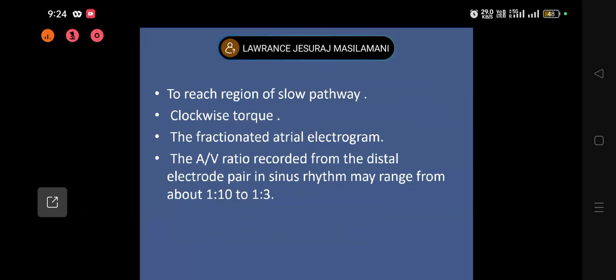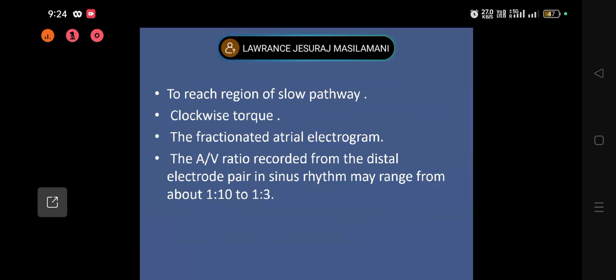Your atrial electrogram at the slow pathway is usually fractionated. You don't record any sharp signals at the atrial side. If you see a sharp electrogram in the atrial signal of your slow pathway area, then you are not properly in the slow pathway area. The possibility that you are more towards annular rather than remaining septal is very high. So you try to get a fractionated atrial electrogram which is smaller.